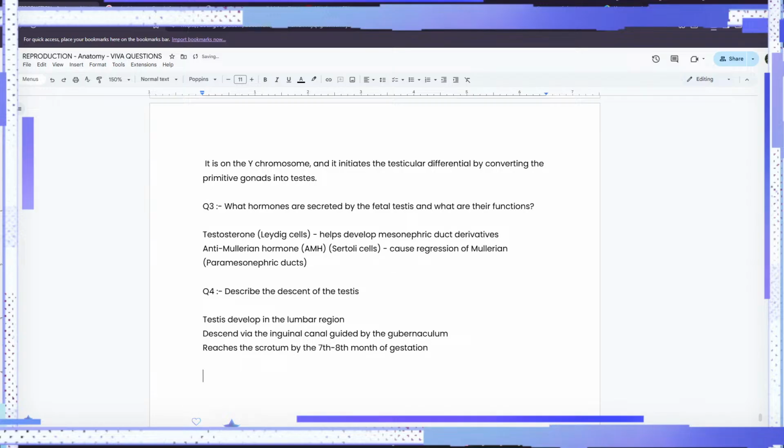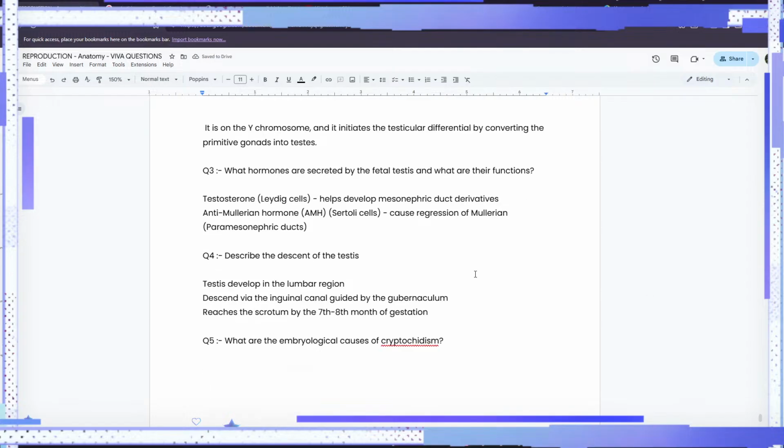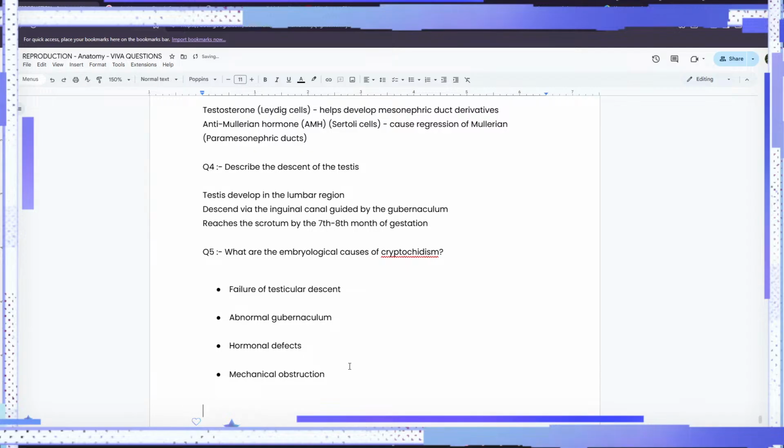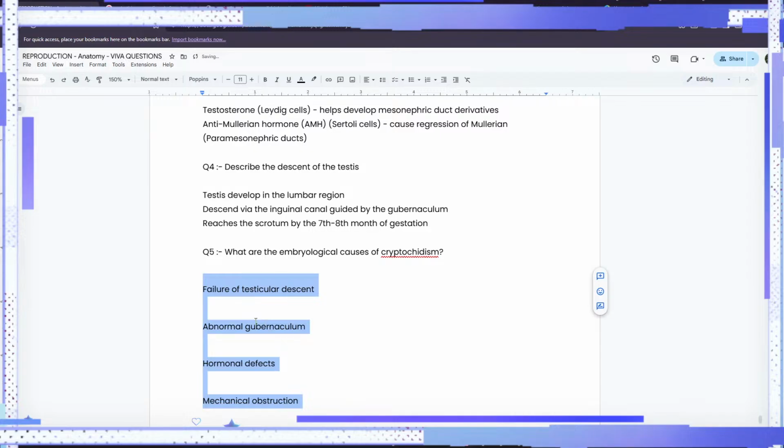So let's discuss embryological causes of cryptorchidism. What are the embryological causes of cryptorchidism? So it could be anything, right? Out of these ones, it could be any of these reasons. Right, no need to have that.